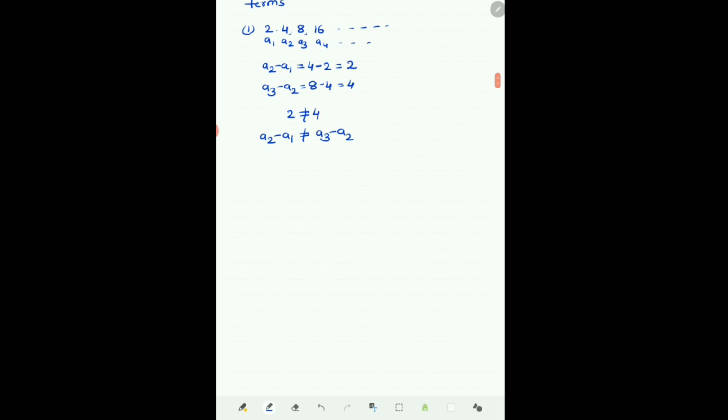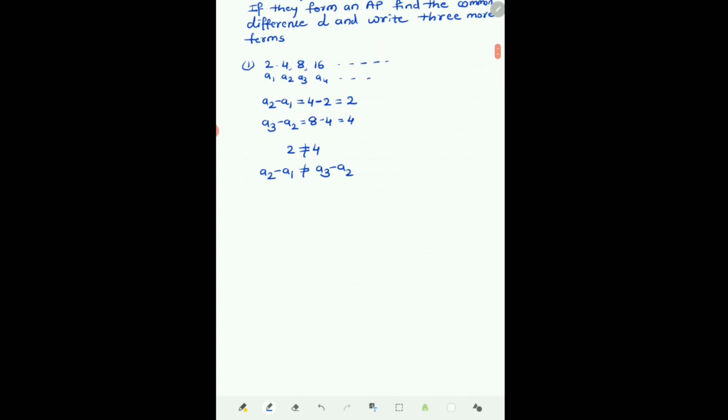To verify whether it is an AP or not, we have to verify whether a fixed number is added, that is, whether the common difference is constant or not. Let us take A2 minus A1. What is A2? 4 minus 2 is equal to 2. Next, A3 minus A2, that is 8 minus 4, is equal to 4. You know that 2 is not equal to 4. It means A2 minus A1 is not equal to A3 minus A2. So a fixed number is not added here.